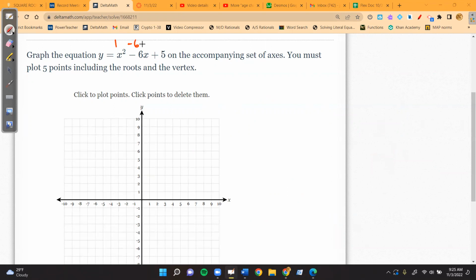So to do opposite B over 2A, remember the formula we wrote down? I go positive 6 over 2 times 1. And what's 6 divided by 2? So remember, the vertex is now, there it is. We just don't know it all. So we're going to take the 3 and we're going to put it back up in place of the x's and figure out the y.